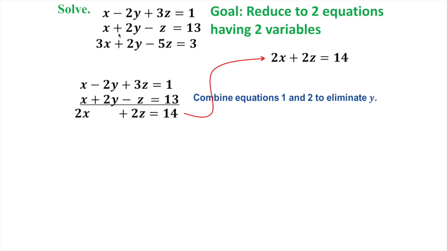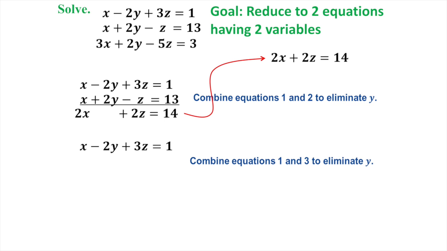I could add equations 2 and 3. However, I have a 2y and a 2y. When I add those together, I get 4y, so that doesn't help much. So instead, what I'm going to do is add equation number 1 and equation number 3 together. If I add those two together, I can eliminate my y.